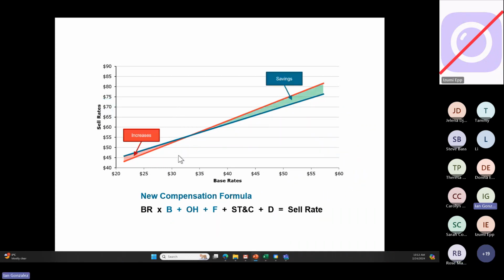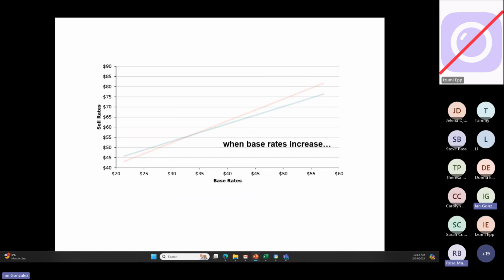Okay, so there will naturally be increased costs for low rates when you're looking at the new formula, and there will be savings for you for the high rates when you use the new formula compared to the old formula. Okay, but again, these two lines are numerically the same. Here's the kicker. What happens when base rates increase?